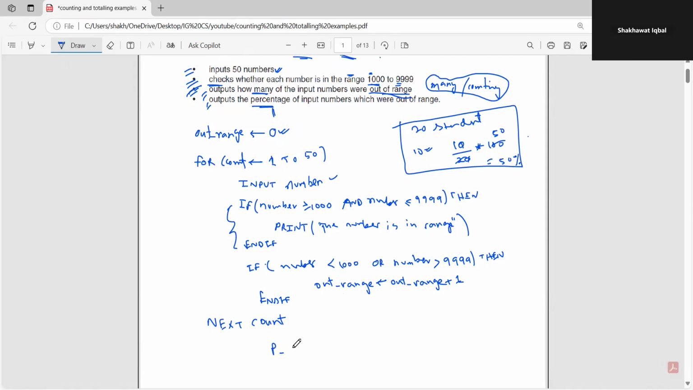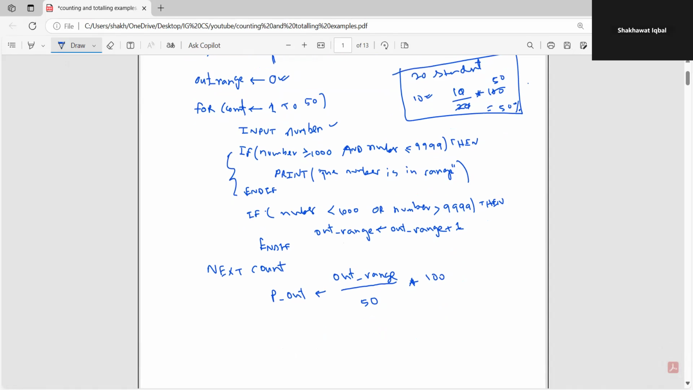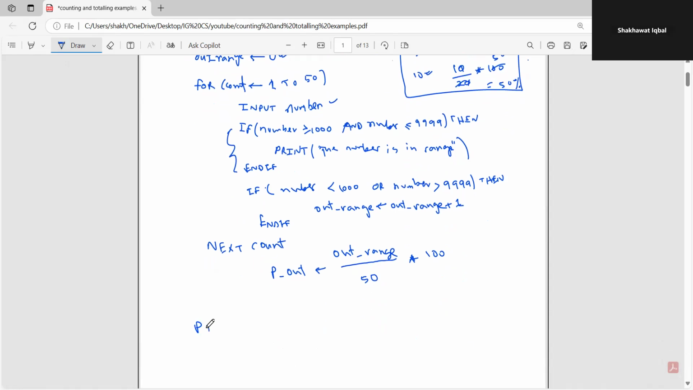Now we will write here, we have to use another variable. You can write your suitable name of variable, so is out range. This is the total number of out range in my out of 50 numbers, out of 50 multiplied by 100. So that's the formula to find percentage, right?